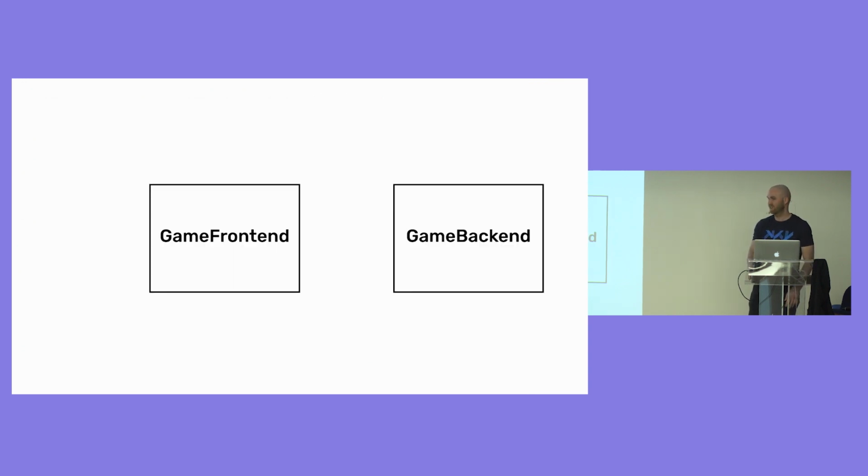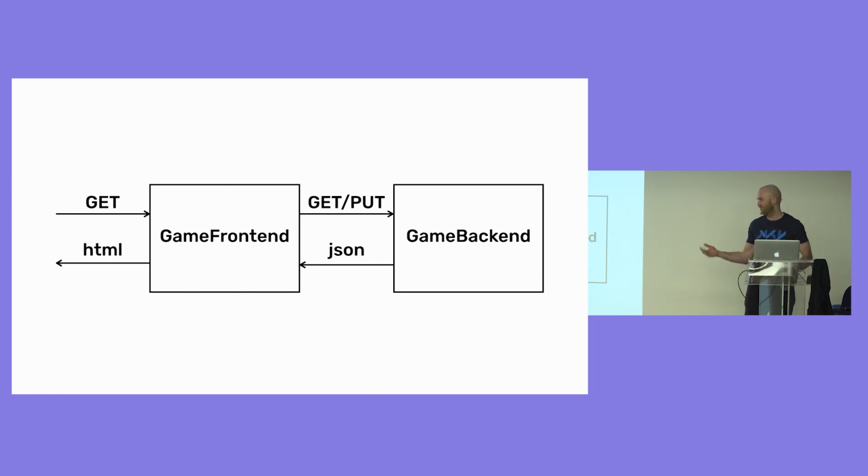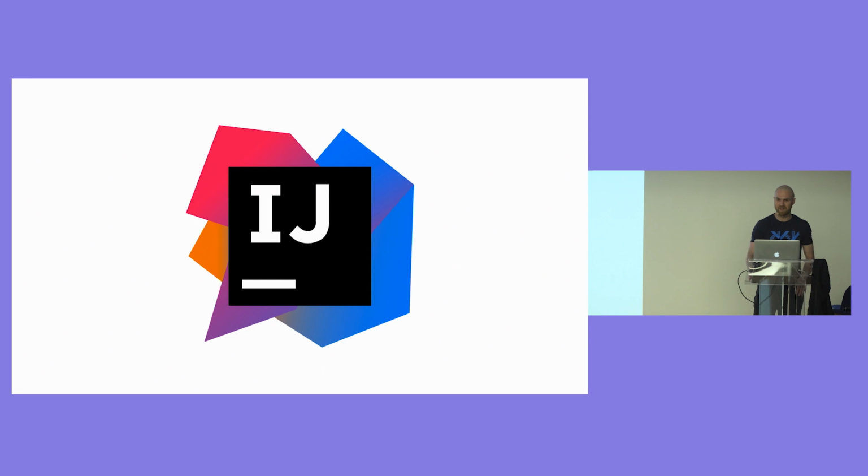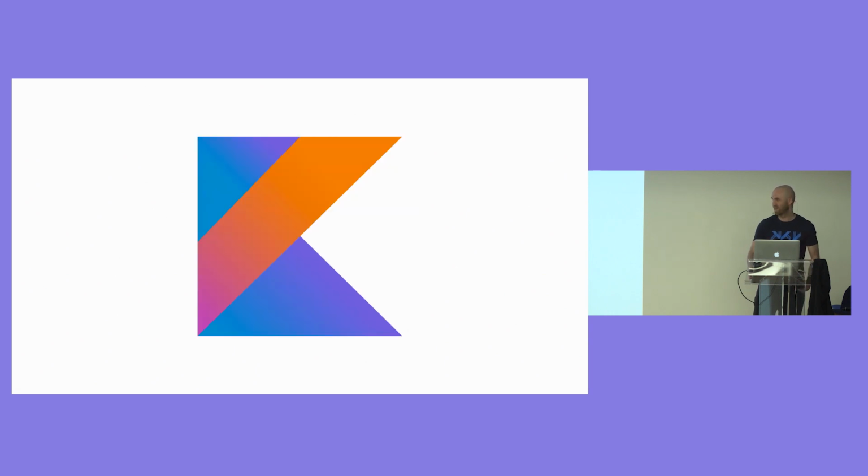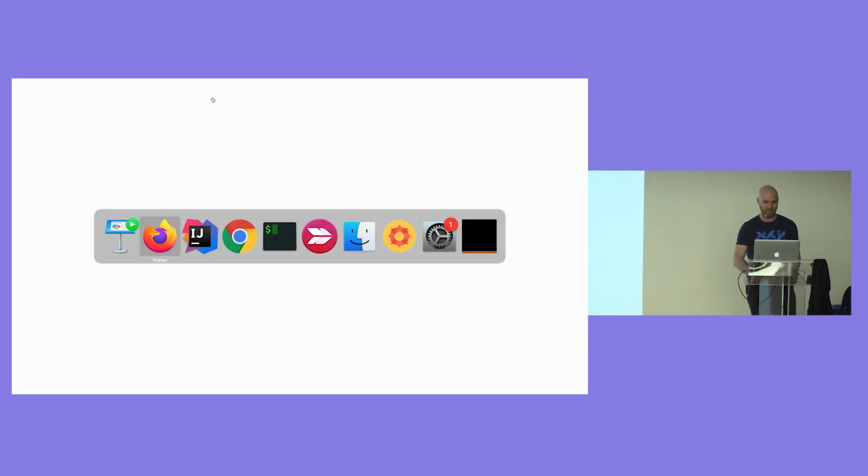So that's the architecture I'll try to do. There will be a front end and a back end. From the browser, we do a get request to the front end, which forwards it to get output to the back end. The back end sends back JSON and then HTML. I'll do it in IntelliJ and obviously Kotlin. So now I'll switch to IntelliJ.